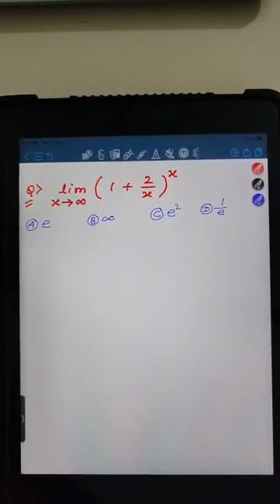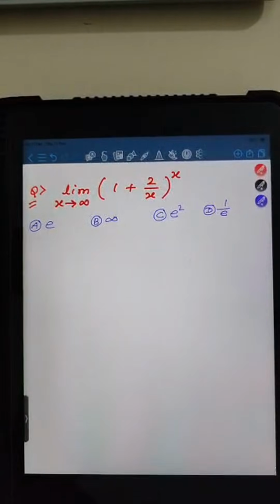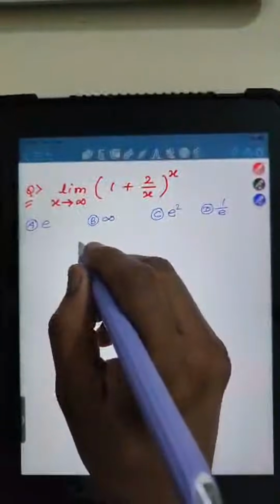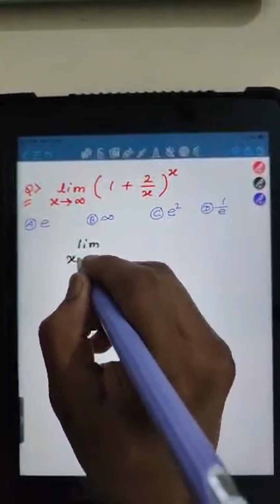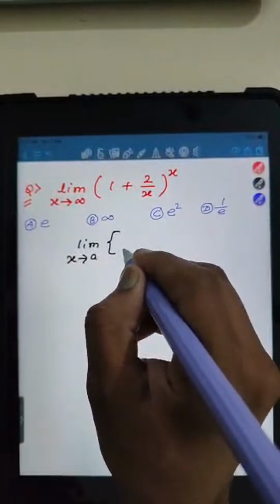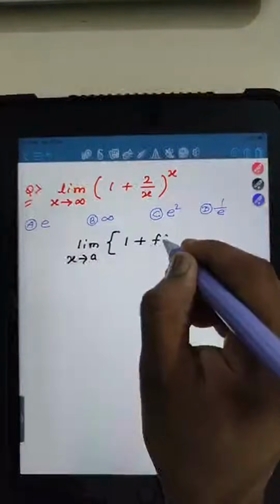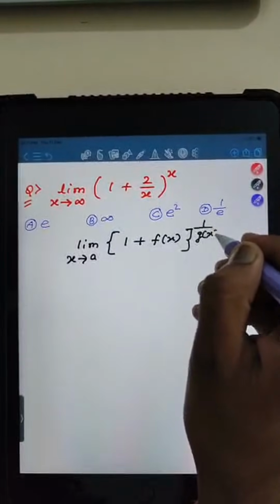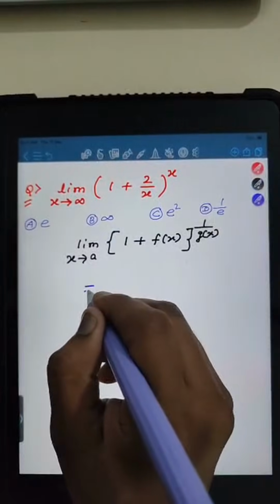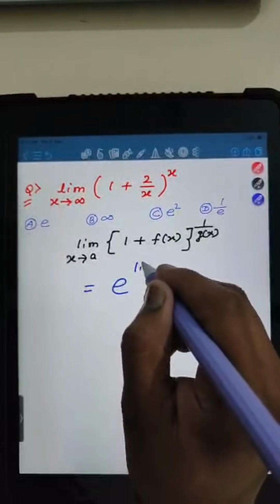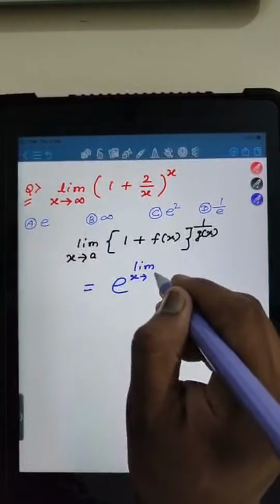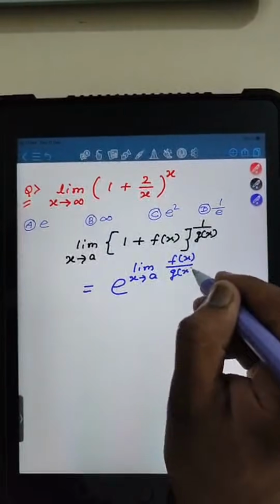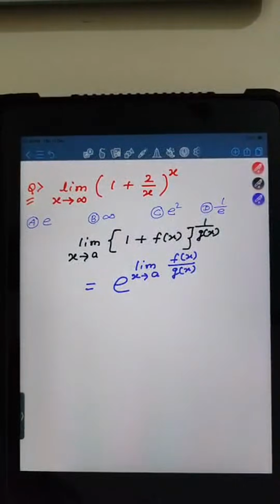Yes, Ritu Kumari is telling 1 plus fx by gx. Yes, Ritu, you are correct. We will use this property whenever x approaches a: for 1 plus fx raised to the power 1 upon gx, you can directly write the limit value as e raised to the power limit x approaches a of fx by gx. So you can use this theory.